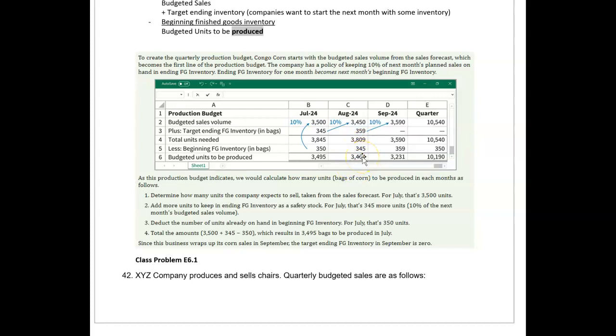And then I want you to pay some attention to what's going on over here. Okay, this is budgeted sales volume plus the target gives us how much we need, minus beginning is how much to produce. Okay, so sales volume plus the targeted ending inventory gives me the total units that I need, but I have 350 on hand, say in July, so I need to produce 3495. Don't ignore these titles because you're going to need them. And if it asks you how many new units need to be produced, you've got to know that it's that number.